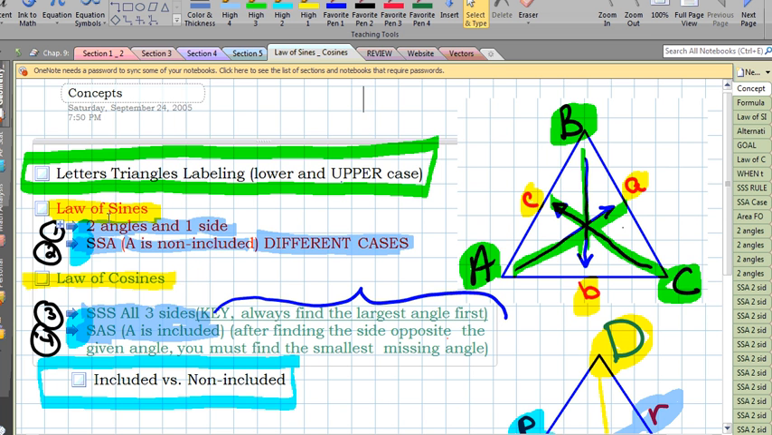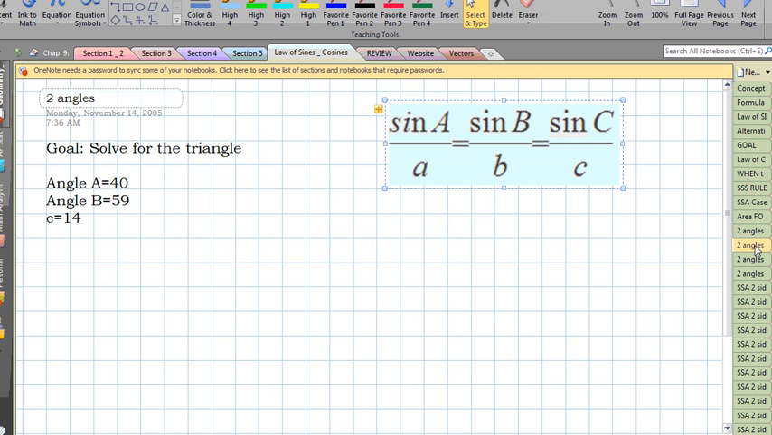So we're just going to do one more example of the law of sines with two angles and one side. So let's take a look at that. And here we go. Here's our problem. Well, this is our law. This is our formula for the law of sines right there.